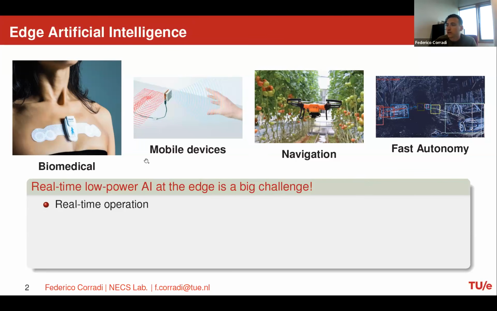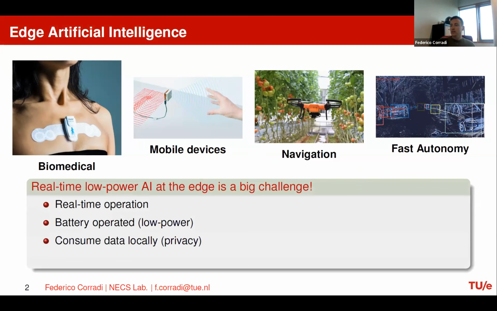So the requirement that we have is that we need to behave mostly in real time. So we need to have real-time operations. Typically, these are battery powered, so we require very low power systems. And we need to consume the data locally. This is for privacy reasons, especially for biomedical applications.